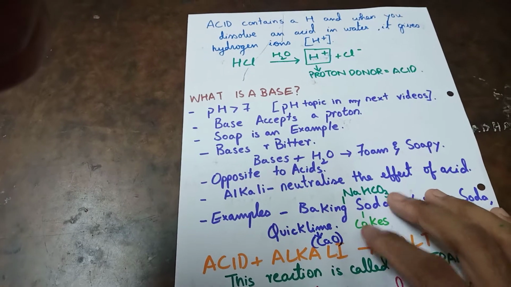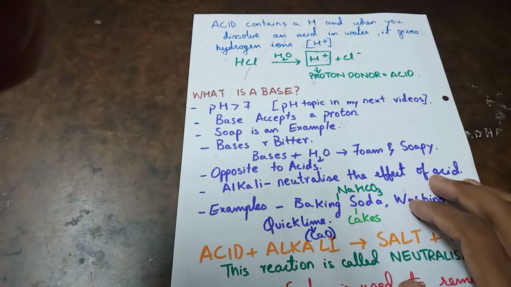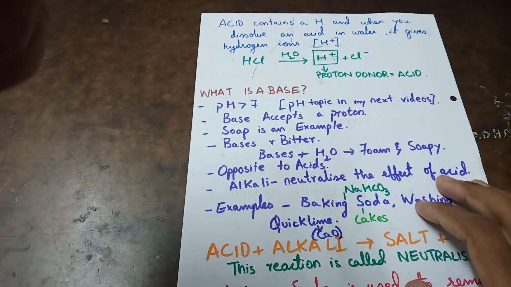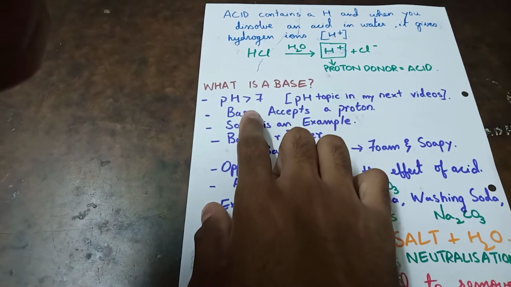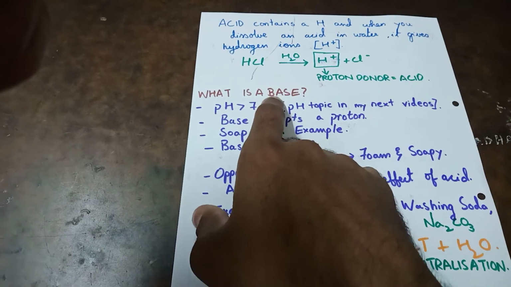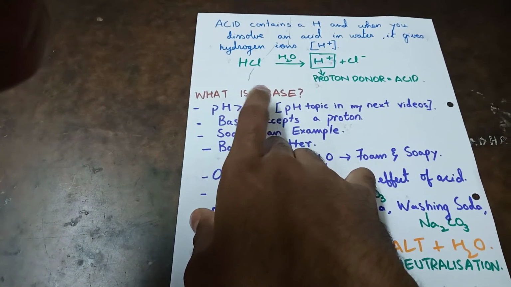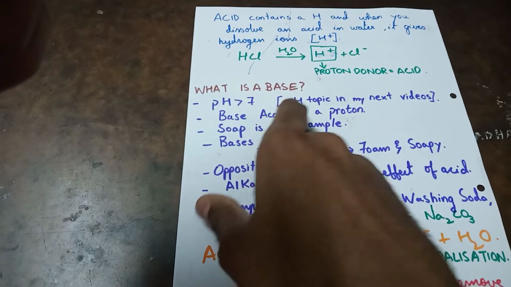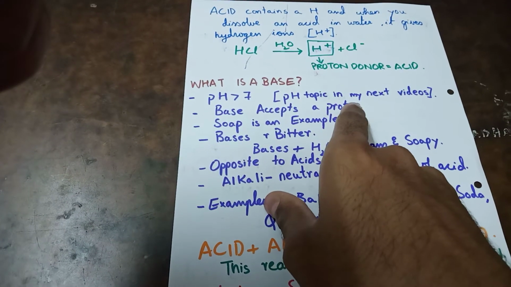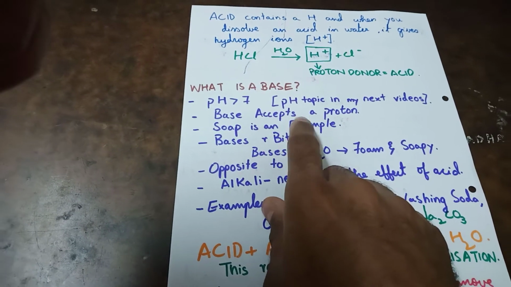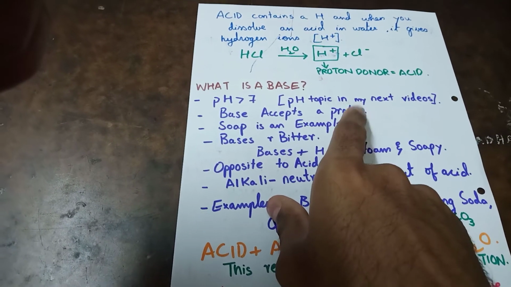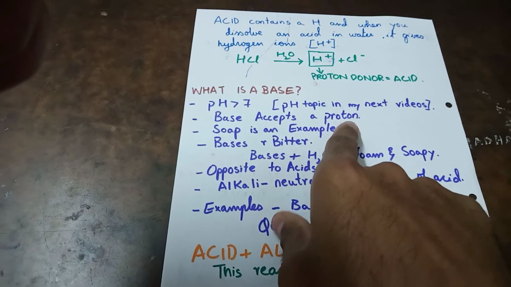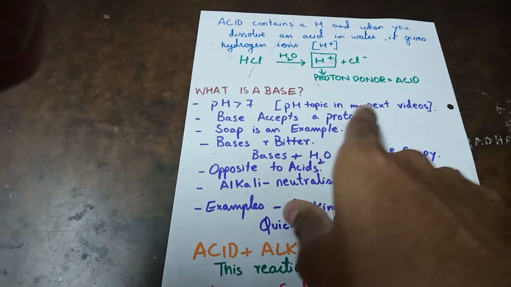And now coming to base. What is a base? We all learned from childhood, and even now we say, that a pH greater than 7 is a base and less than 7 is an acid. The reasons, and a deeper look into that topic, will come in the next videos on pH. Also, a base accepts a proton unlike an acid. Acid donates a proton, but base accepts a proton. And I also told you proton is nothing but H plus.